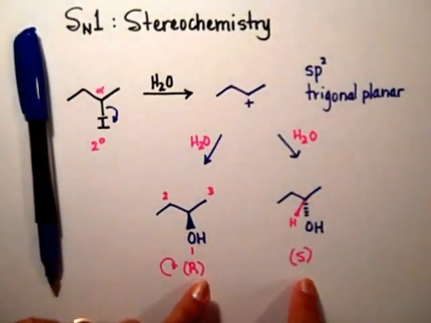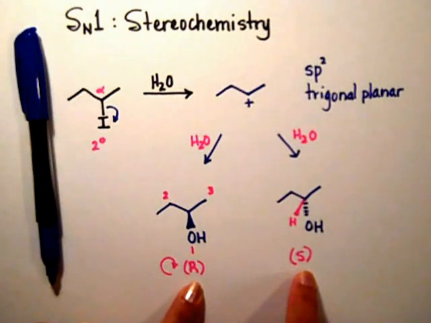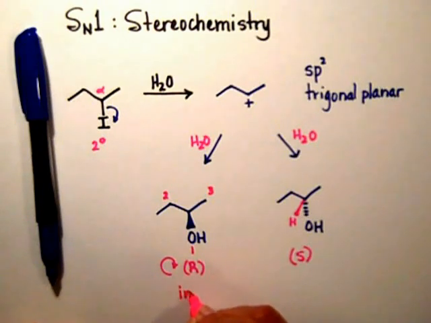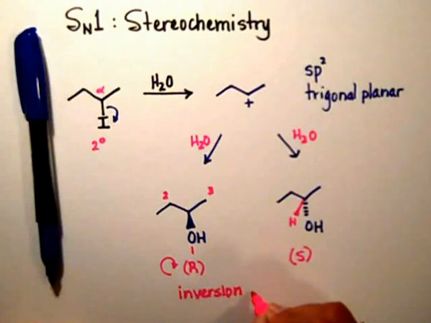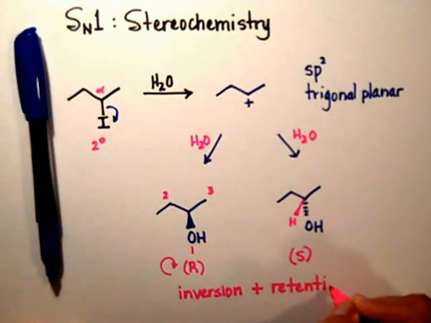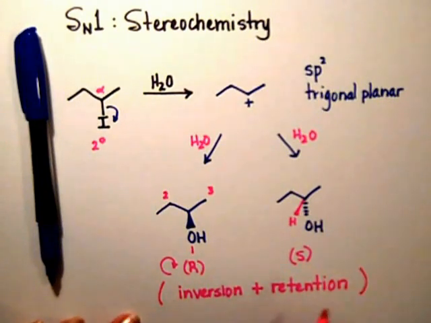So when you do an SN1 reaction, because your carbocation is trigonal planar, you're going to end up with a mixture of enantiomers right here. So you get what they call inversion of configuration, but you also get retention of configuration. So you get a mixture of inversion and retention of configuration. And that is the stereochemical perspective of an SN1 reaction.